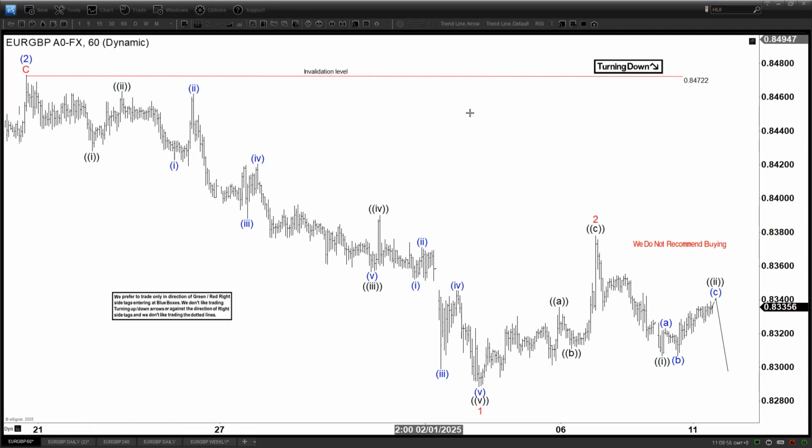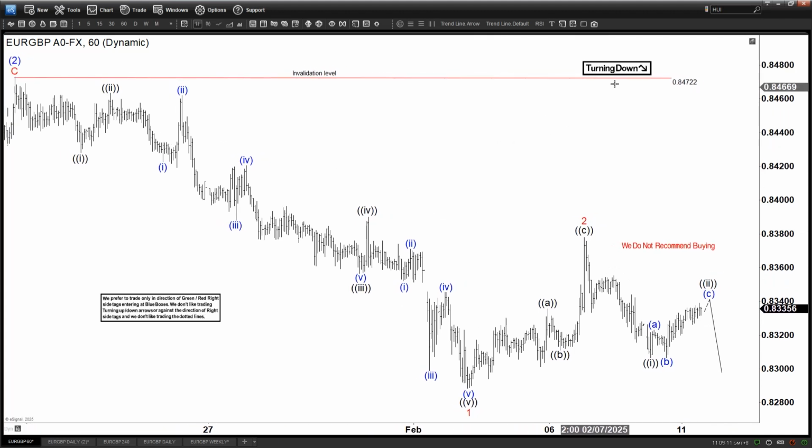Let's take a look here, guys. The chart of the day, Euro Pound 60 minutes time frame. So I'm just going to be focusing on the 1 hour time frame now and not really looking at any other time frame. You can see right here we are looking for further downside with a turning down arrow, meaning we have not yet broken below the previous low. So that's why we have not gotten a bearish sequence.